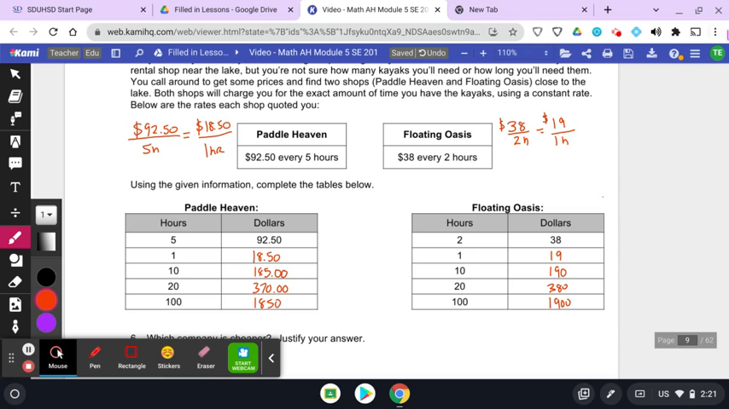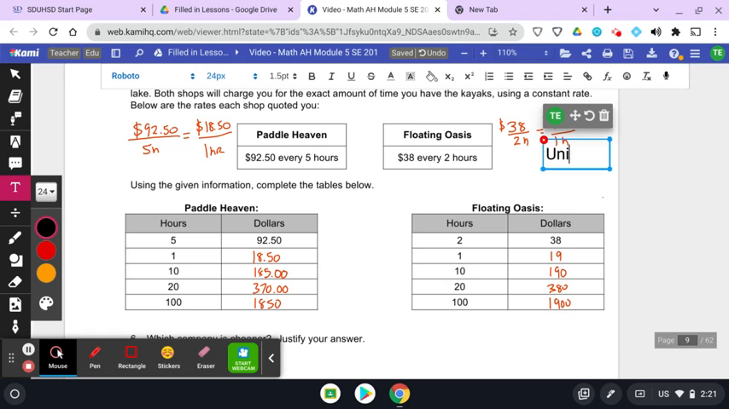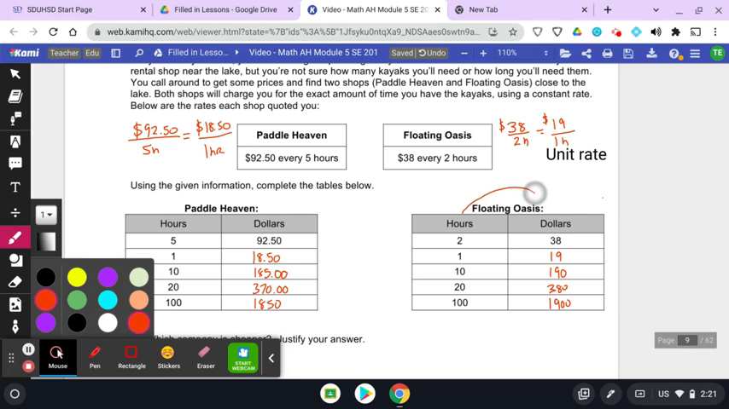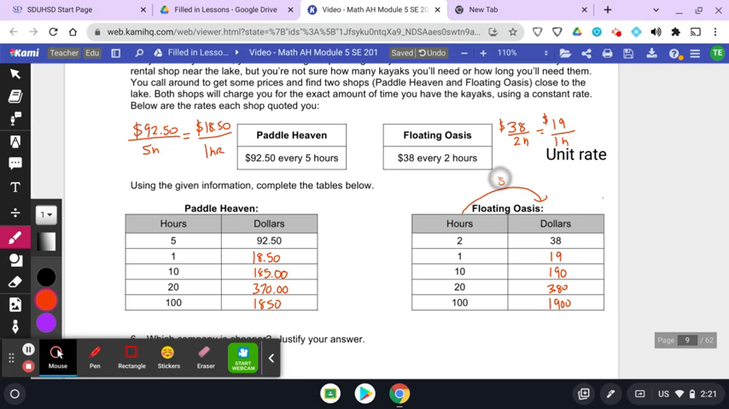1,850. So this thing I found is called the unit rate, because it's per 1 unit. We'll be talking more about it below. Once I have the unit rate, it's easy to fill in my chart, because since there was no starting fee, they didn't charge me just to get there, whatever I had to do to the hours, I could just multiply here by $19, and over here, I can multiply by $18.50.